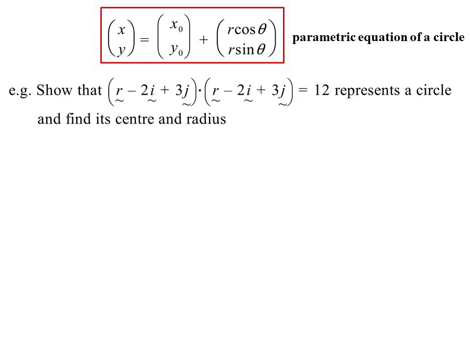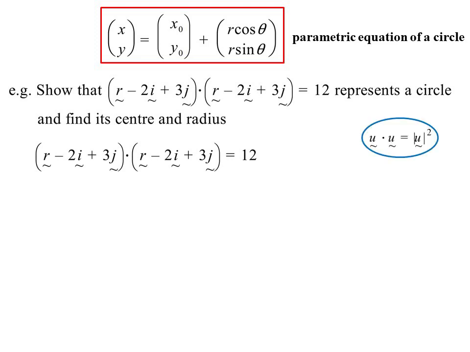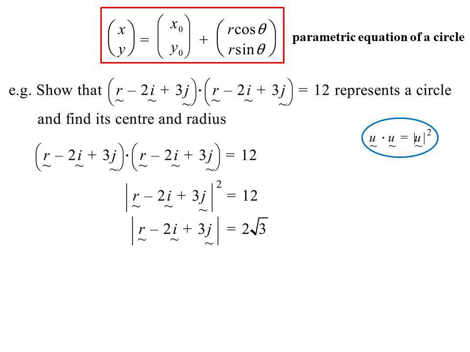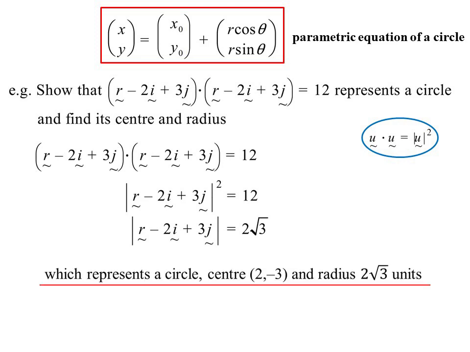We're now going to show that this does indeed represent a circle, and we're going to find its center and its radius. So we're finding the dot product of these 2 vectors. Well, in fact, if you look at it, it's dotting itself. Well, if it's dotting itself, that's magnitude squared. So therefore, r minus 2i plus 3j squared is equal to 12. And actually, I now don't have to work out what that is, because I just find the square root of both sides. It's in the format I now recognise to be the vector equation of a circle. And I can read off that the centre is 2, negative 3, and the radius is 2 root 3.